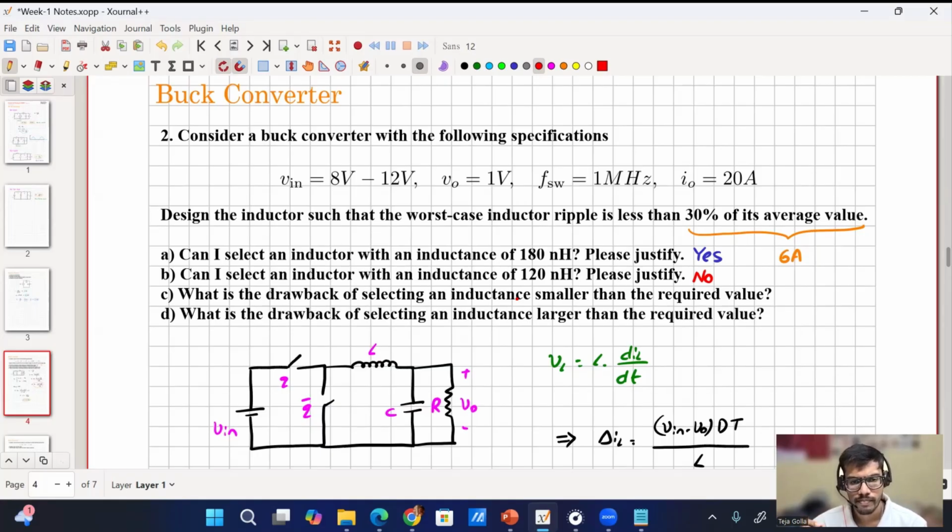If you choose a smaller value, discontinuous conduction mode may occur. Okay. Actually, the continuous conduction mode is dependent on the switch configuration. If we are not using a diode, it is always CCM. Okay.